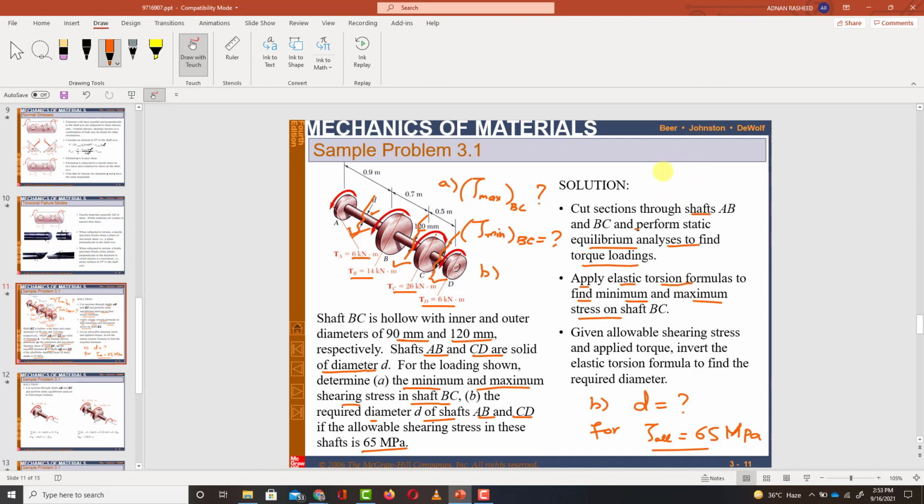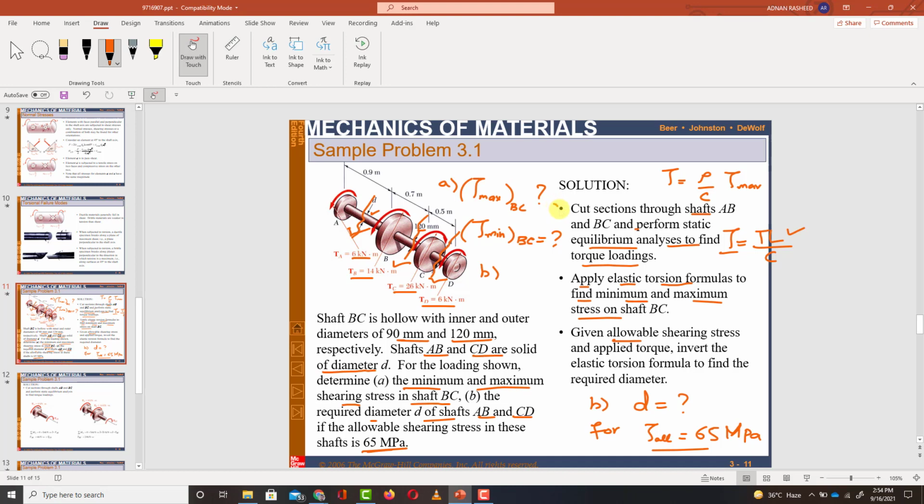Then you will apply the formula, torque is equal to rho over C into tau max, or simply the formula of shear stress, that is TC over J. Clear? And then for the second part, you will be given the allowable stress, all the values will be available, and you will be able to solve this question. So let's start. But remember, you have to find the maximum and minimum shear stress in shaft BC, and the diameter of shaft AB and CD for an allowable shearing stress of 65 megapascal.